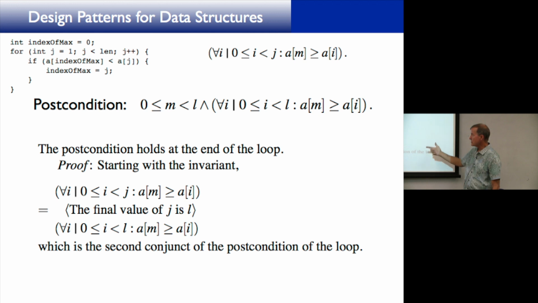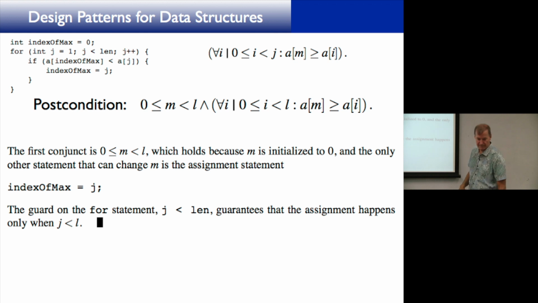The second conjunct is what we just proved, and the first conjunct holds because m is initialized to 0. That is that 0 is less than or equal to m, which in turn is less than L. And this is true because m is initialized to 0, and the only statement that can change m is the assignment statement, index of max gets j, right? And the guard on the for statement, j less than length, guarantees that the assignment happens only when j is less than L.